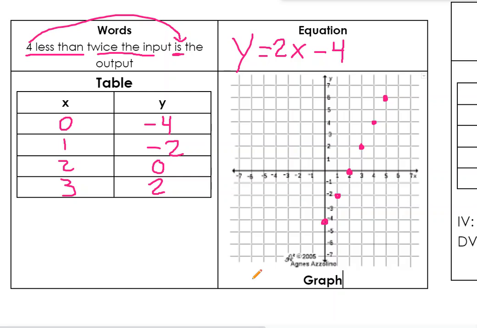So you can graph it either way using the table or equation, but it's good to know that you can go between both, okay? All right, let's go on to the last one.